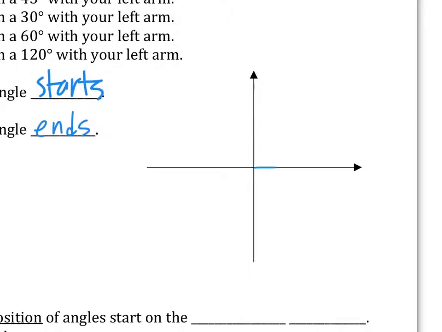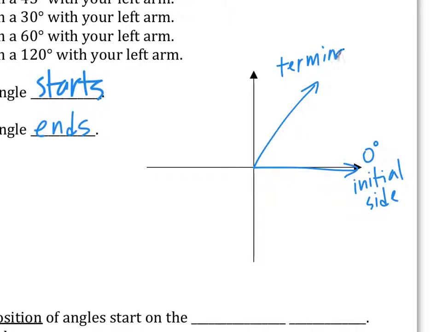All right, so let's draw this. The initial side is always here, and we call this 0 degrees. The terminal side is the one that's going to move. The terminal side could be there. Now, if you're turning this way, we call this positive. So if it goes counterclockwise, against the clock, we call that positive.